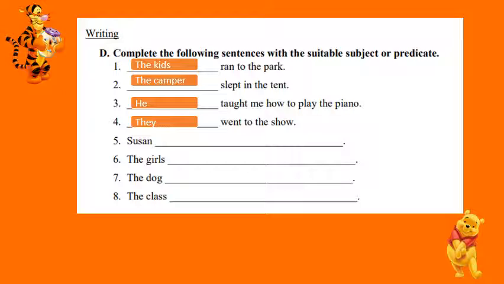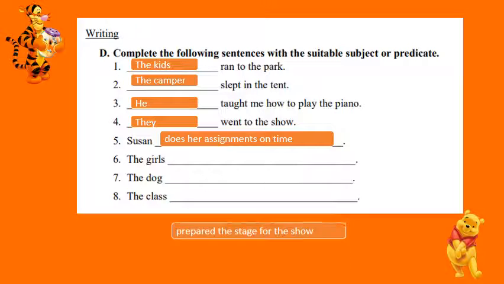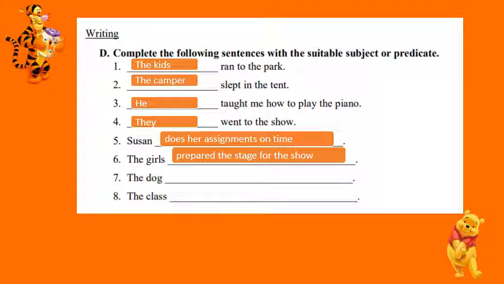Now we have to complete the sentences with the suitable predicate. Number 5, Susan. What would Susan do? Susan played with the ball. Susan practices playing the guitar every day. Maybe Susan does her assignments on time. Maybe also it works. 6, the girls. What would the girls do? The girls play hide and seek. The girls play video games. The girls prepare the stage for the show, for example.